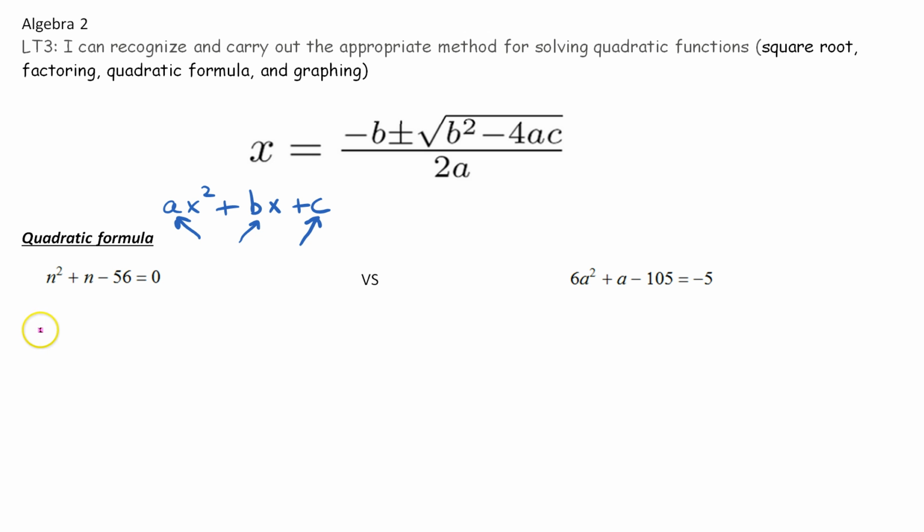Okay, so in this case, looking at our first example, we have A is equal to 1, because that's in front of the n squared, and B here would also equal 1, because it's in front of the n, and then C would equal negative 56.